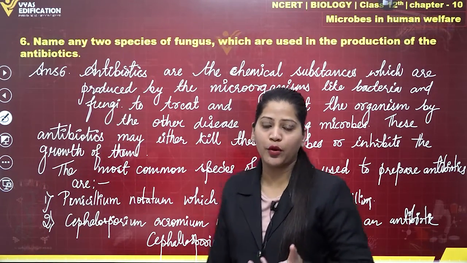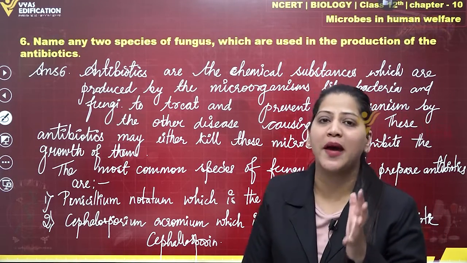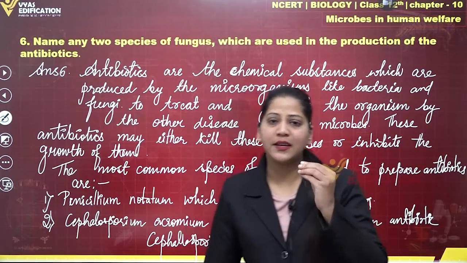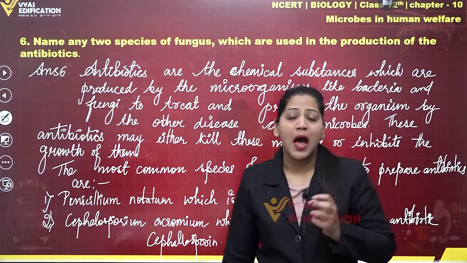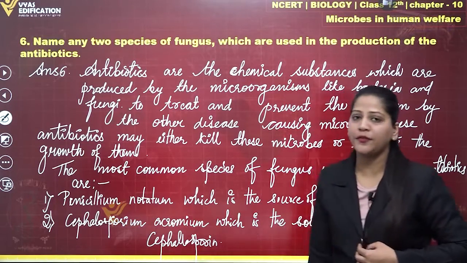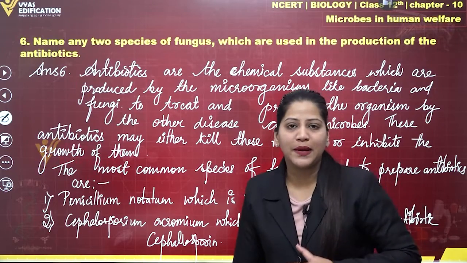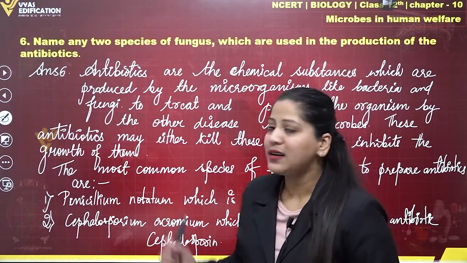Penicillin and cephalosporin are the antibiotics which are prepared from the common species of fungus. Penicillin is produced from Penicillium notatum and cephalosporin is produced from the fungus Cephalosporium acromium. So this is the complete solution of question number 6.